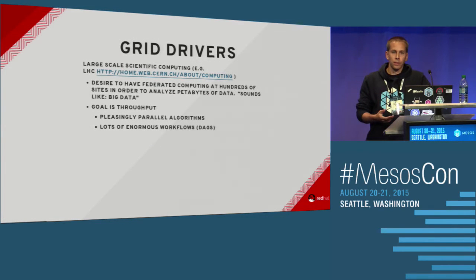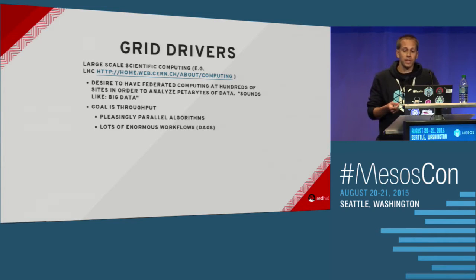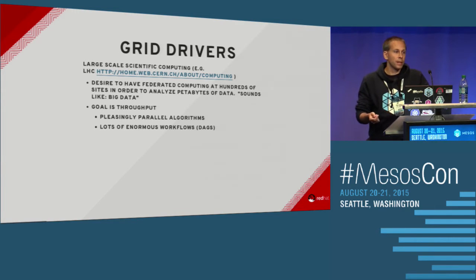So what were the drivers of the grid? Well, large-scale scientific computing was one of the primary drivers. Nowadays, the LHC, the Large Hadron Collider, is a primary driver of the grid. There's a great post I recommend if you're interested in getting an overview of some of the things they do, to get an idea of the scale that they work at. You can go to their website, and they have whole sections on what they use for their grid infrastructure. But the primary concept is the desire to have federated computing at hundreds of sites in order to analyze petabytes of data. Sounds like big data, right? Because it is big data. The primary goal or driver, though, is throughput. They're not necessarily caring about services. They support a lot of pleasingly parallel algorithms, and there are enormous workflows or DAGs.